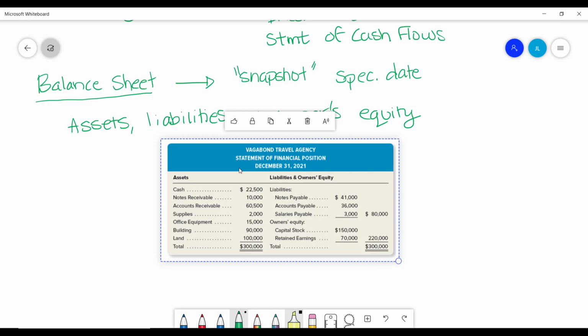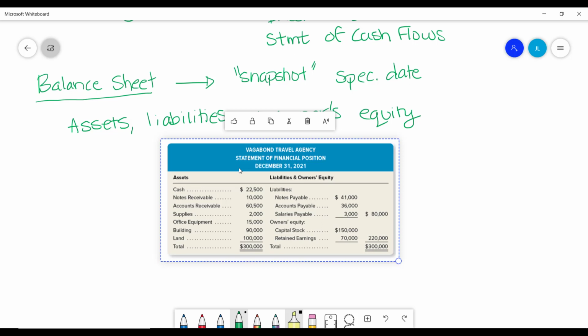So this is the general setup of what a balance sheet looks like. Sometimes you'll see the assets to the left and liabilities and owner's equity to the right, but sometimes they might all be listed. You'll have assets and then liabilities and owner's equity all listed on top of each other, as long as those categories are separated.